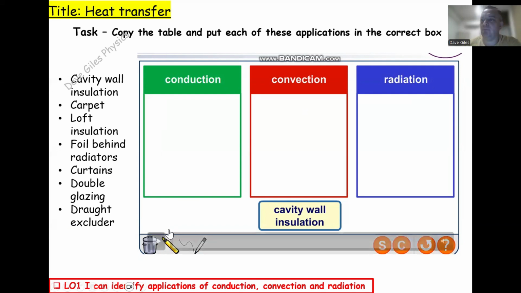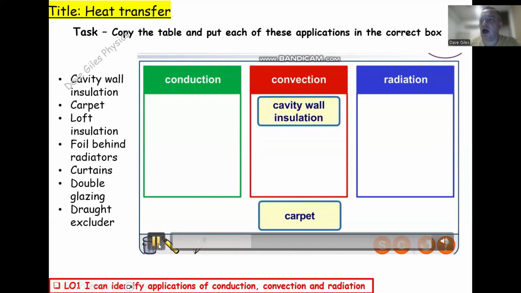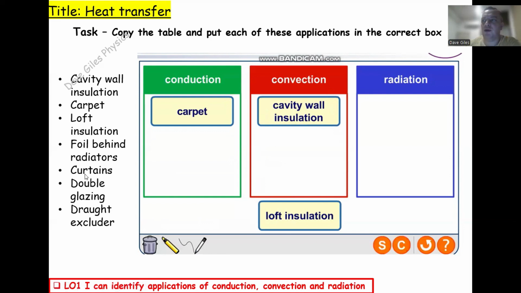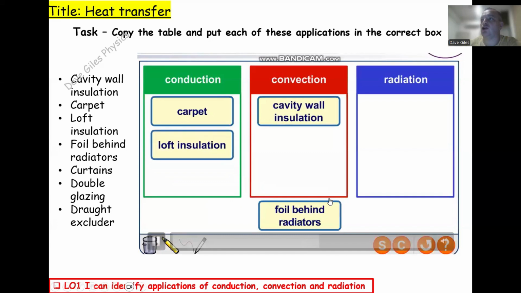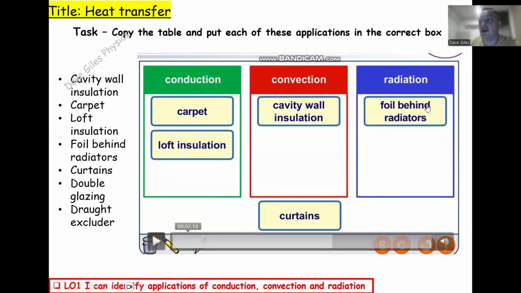Okay, so let's have a look at them. So first one, cavity wall insulation helps reduce heat loss via convection, because it's a solid which fills the air gap between the walls. Carpet, so it helps prevent heat loss from your feet to the floor, and that's directly touching through solids, so it is conduction. Loft insulation next up. So loft insulation can be more than one method, but the main one is conduction.